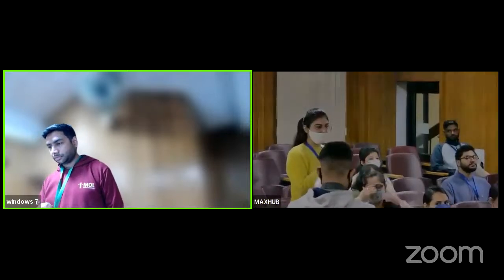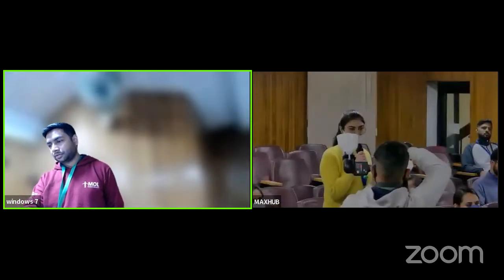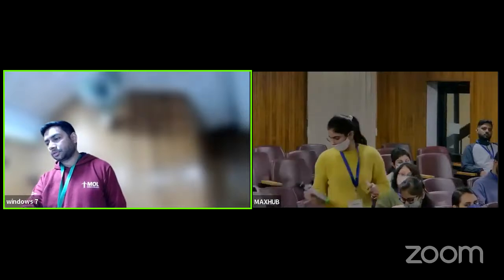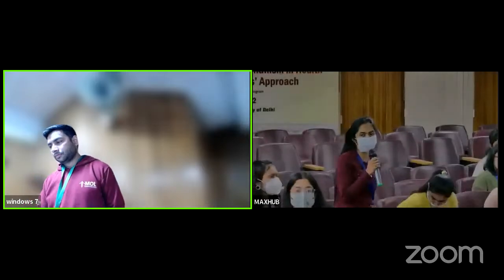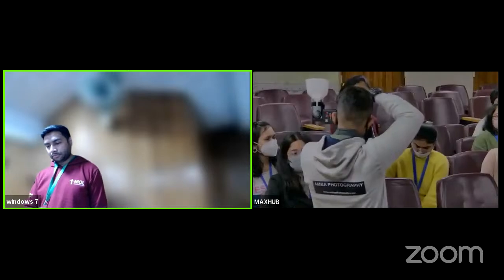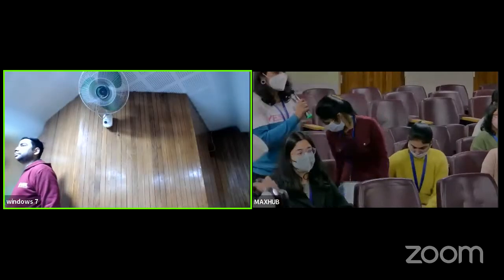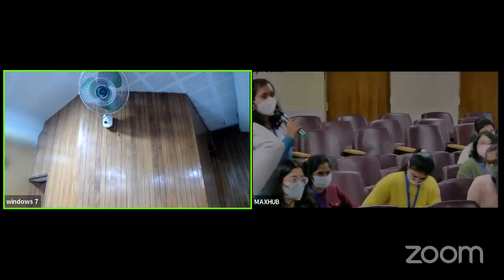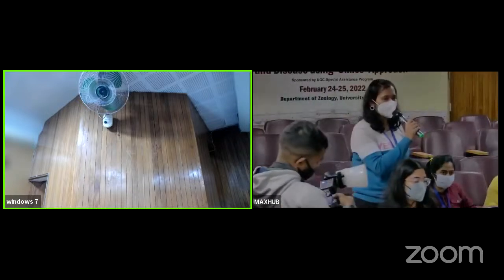My name is Achal, and I am pursuing my master's from the department itself, and my specialization is in genome and evolution. Myself Muskan, and I am pursuing my master's from the department itself, and my specialization is in genomes and evolution. Myself Mohini, and I am pursuing master's from the department itself, and my specialization is in genomics and evolution.